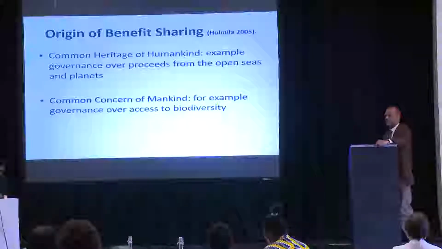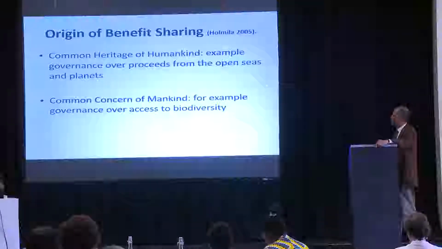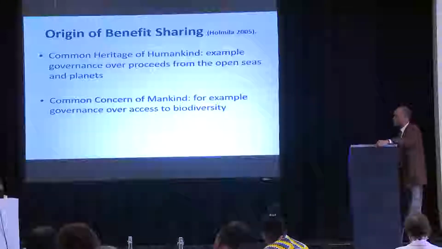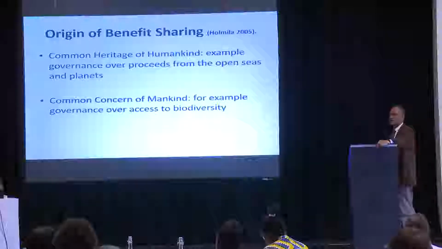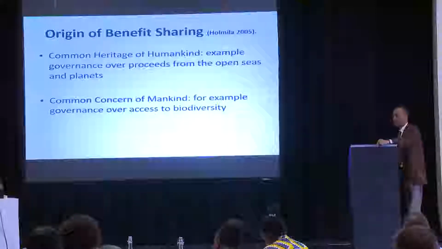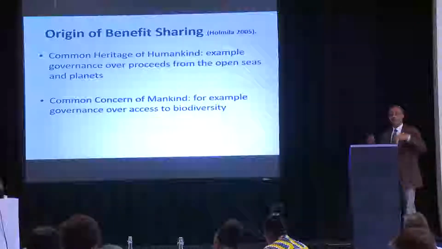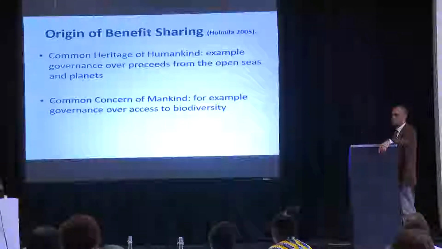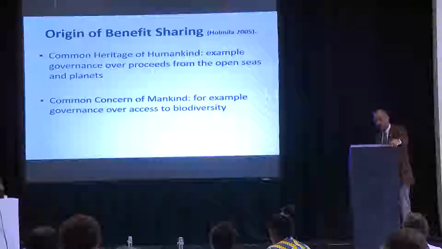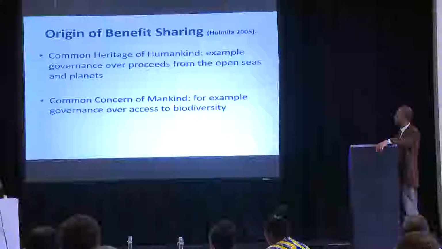So we need to go back in time to the origin of the term benefit sharing. It originated a long time ago in the context of what was described as common heritage of humankind. The best example of that is how do we share the common resources that exist in international waters, for example, or in areas of the planet that do not belong to anybody, or in the celestial bodies like the planets, or in the core of the earth. So supposing we find something really deep down in the core of the earth, who does it belong to? And then we have common concern of mankind.